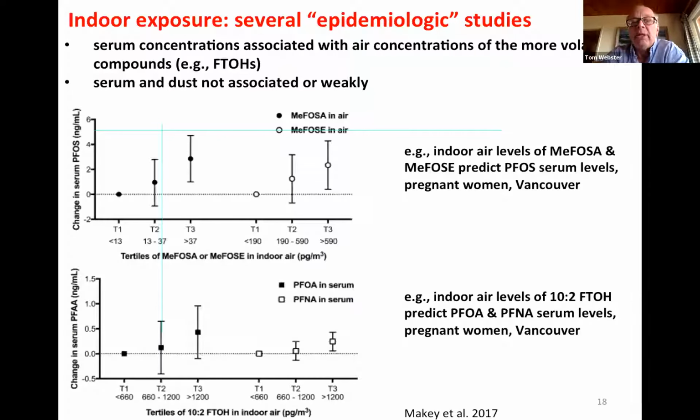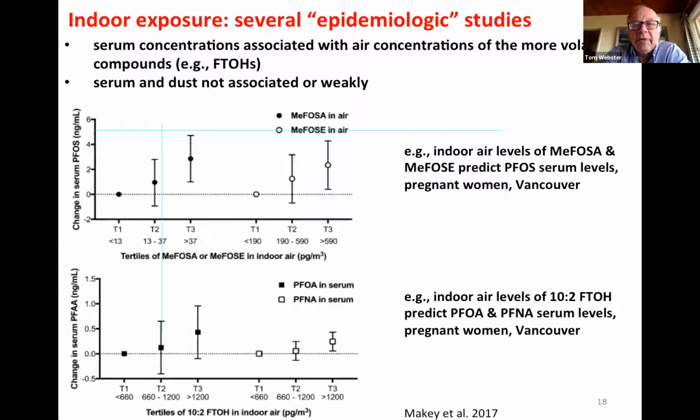Now, the last one I'll mention a little bit, and Kate, I think, is going to say a little bit more about this, is indoor exposure. This is much less studied than diet or water, but there are now a small number of studies that have, again, using this epidemiologic approach, found that serum or plasma concentrations are associated with concentrations of the more volatile types of PFASs found in air. So, for example, fluorotelomer alcohols. Whereas the concentrations in serum were not particularly associated with dust concentrations from people's homes, or very weakly.